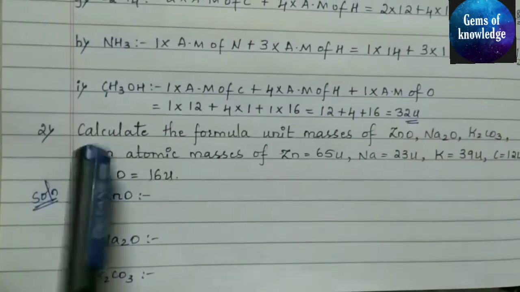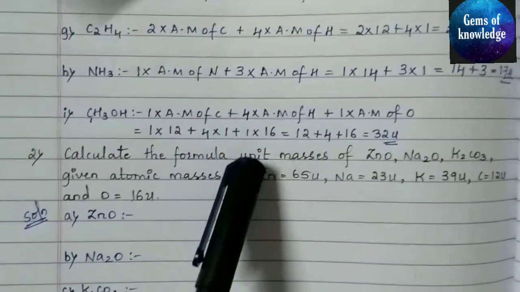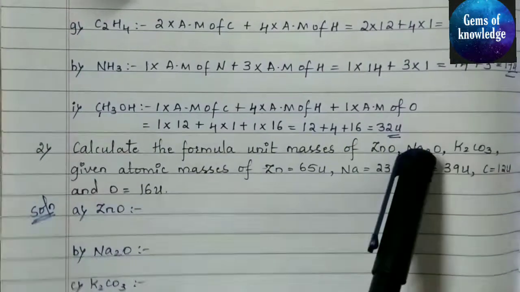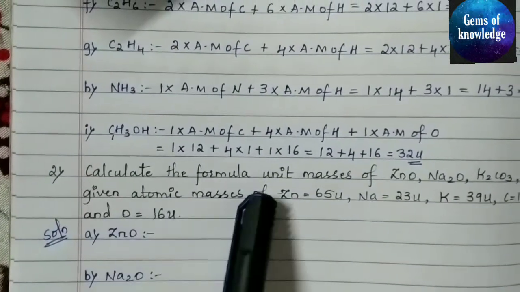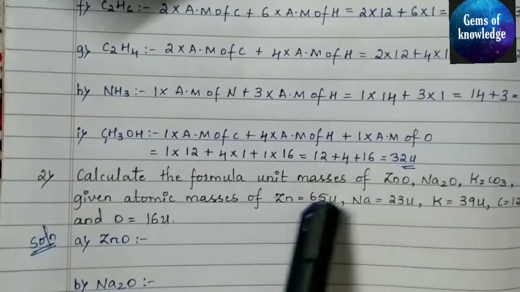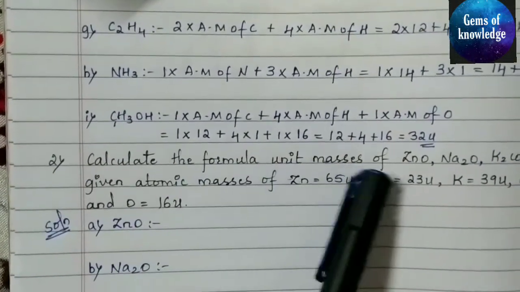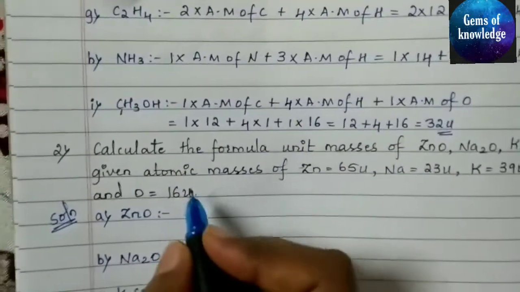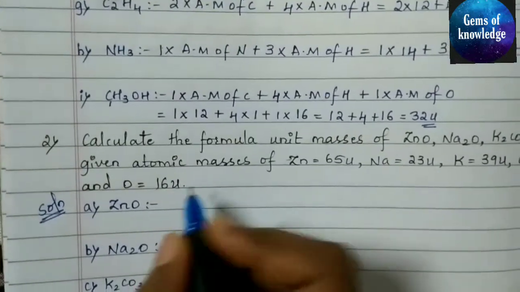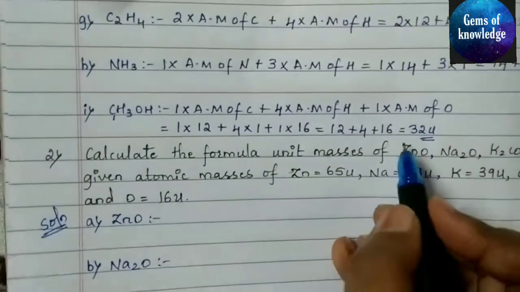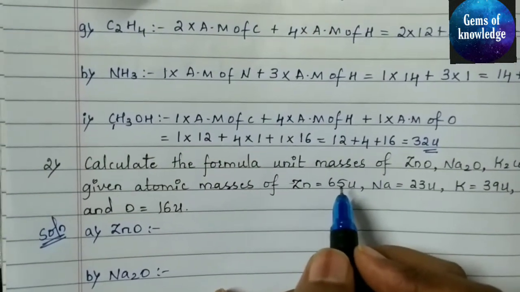So you can see the next question. Calculate the formula unit masses of ZnO, Na2O, K2CO3, given the atomic masses. Here you can see they have given the atomic masses of these elements. Okay. So what we have to find? We have to find the formula unit masses. So here what we have to do is directly write ZnO. What is the atomic mass they have given here? That is 65.